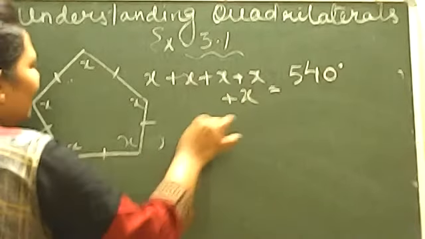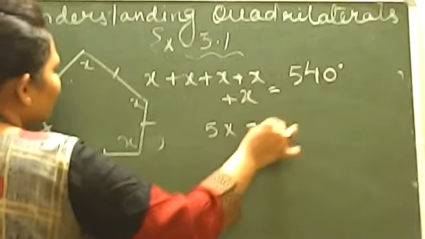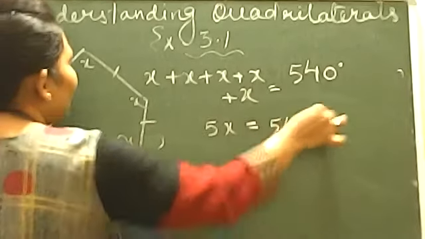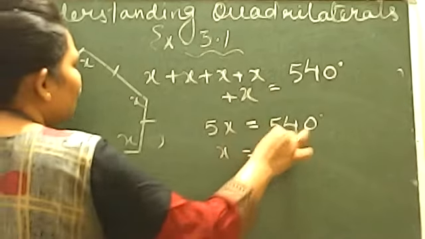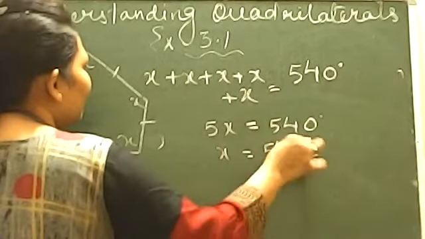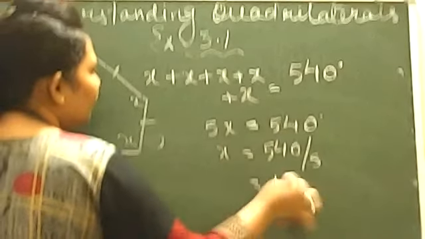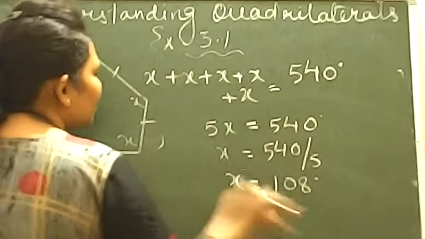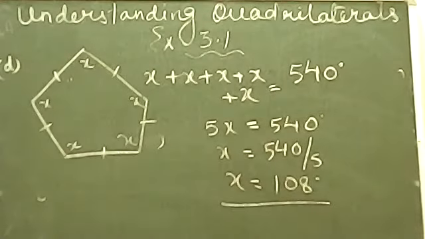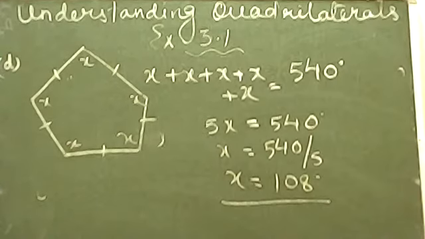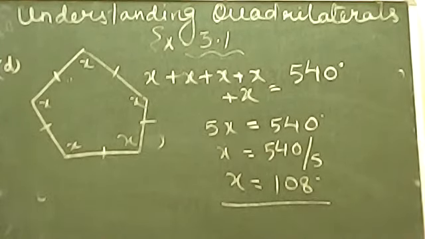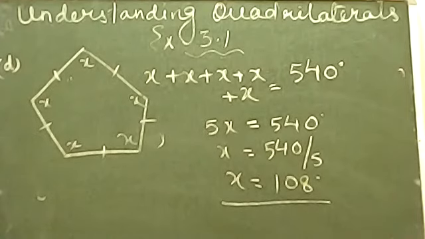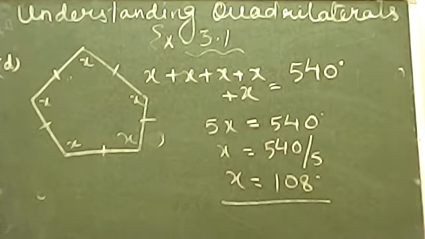और आपको पता है if you will add all these x, it will give you 5x on this side and 540 on the other. So x is equal to 540 divided by 5, which will give you 108. The value of one angle will be 108 if you have a regular pentagon. So this is the solution of question number 6D.